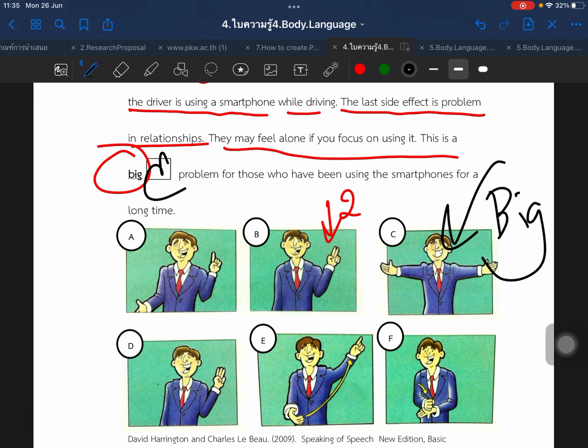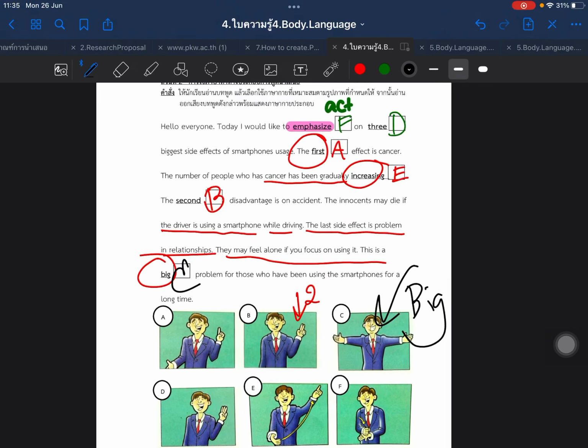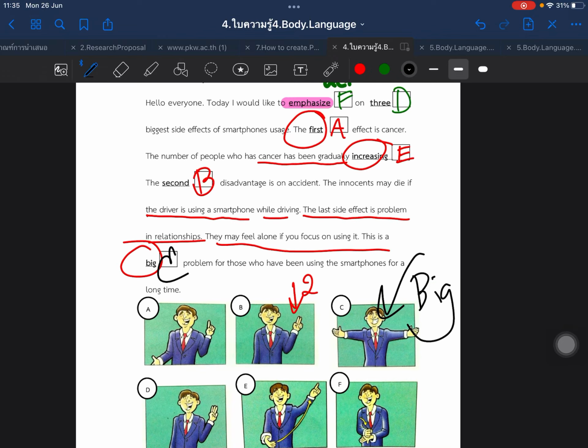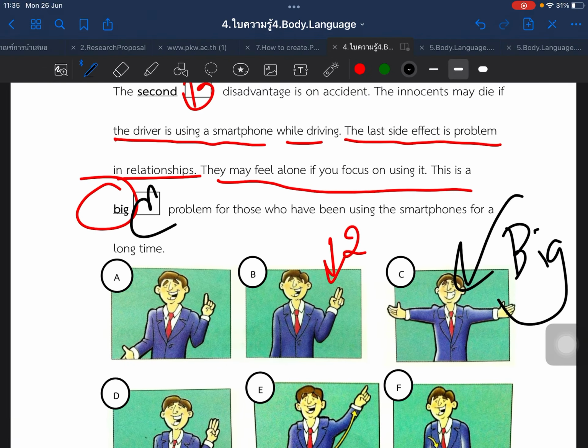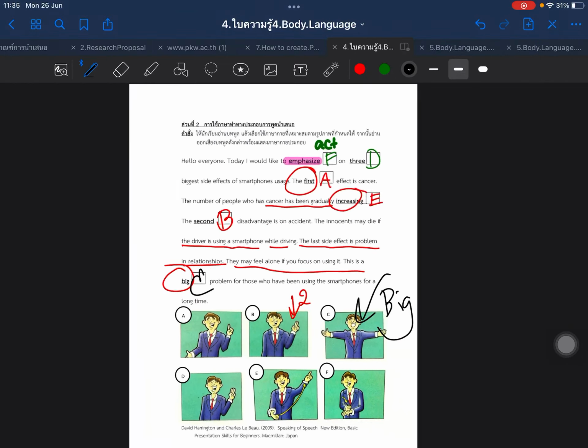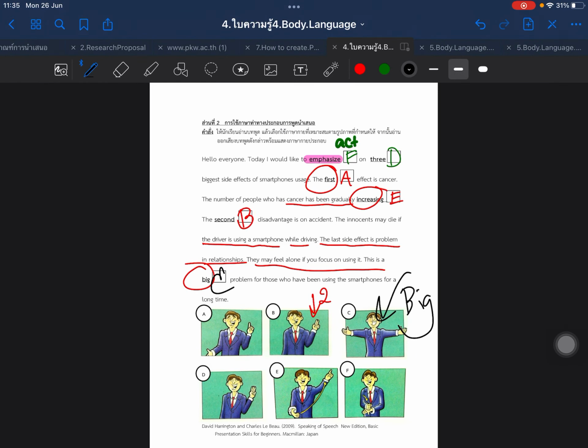All right. So actually, you will see me in the classroom. We are going to practice how to use body language while you are giving the presentation. And the content today, we come to the end of the presentation today.